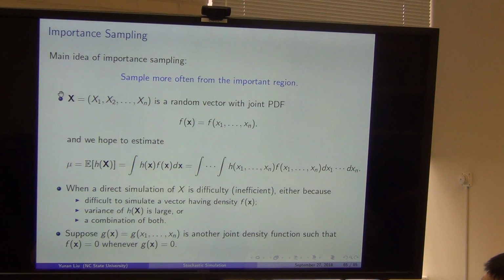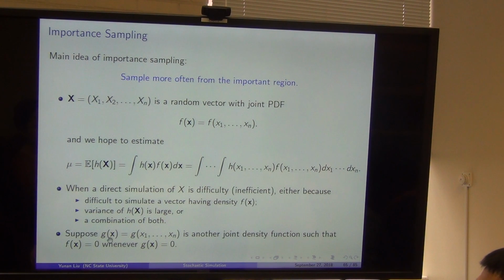I have a random variable or random vector, it doesn't matter. I have its density function, and I wish to estimate this. Direct simulation or crude Monte Carlo would be: I sample from f to get IID copies of X, then I do Monte Carlo. But this may be difficult because sampling from f is hard or the variance is too big.